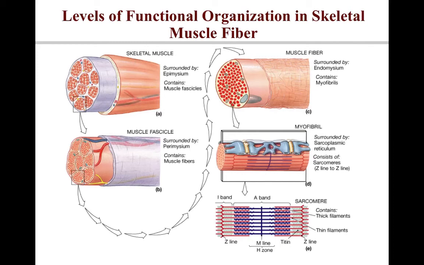So let's review this again. The skeletal muscle as a whole is surrounded by epimysium, and it is made up of muscle fascicles, and each muscle fascicle is in turn covered by another connective tissue known as perimysium. Muscle fascicles are made up of muscle fibers, which are nothing but muscle cells. The muscle cells are covered by endomysium, and inside the muscle fibers there are myofibrils. Myofibrils are made up of sarcomeres. Sarcomeres in turn are made up of thick and thin filaments. The sarcomere is a functional unit of the muscle.